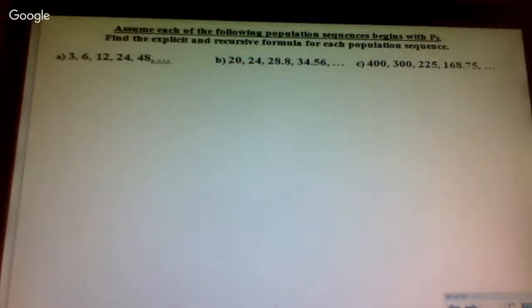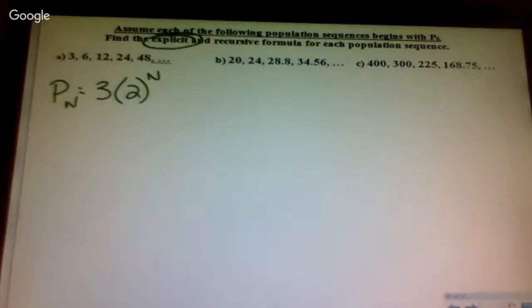All right, so I'm just worried about the explicit formula. Don't worry about the recursive. So P sub n equals P sub 0 always comes first. What is my P sub 0 value? 3. What's my constant rate? Multiplying by 2. Everything is being doubled. Raised to the n. You're done. That's how we do it? That's it. I thought we had to solve it.